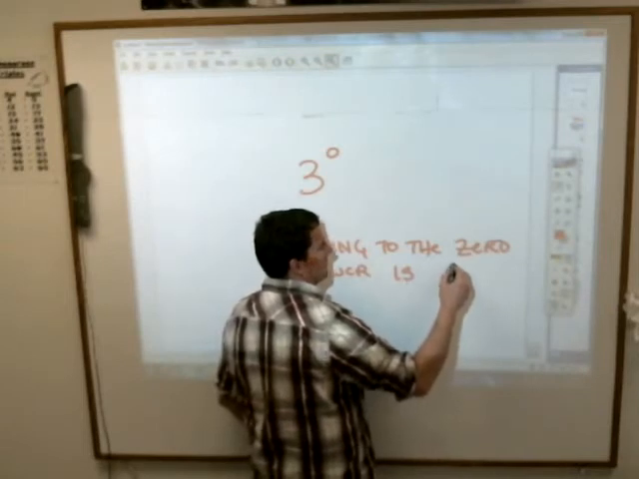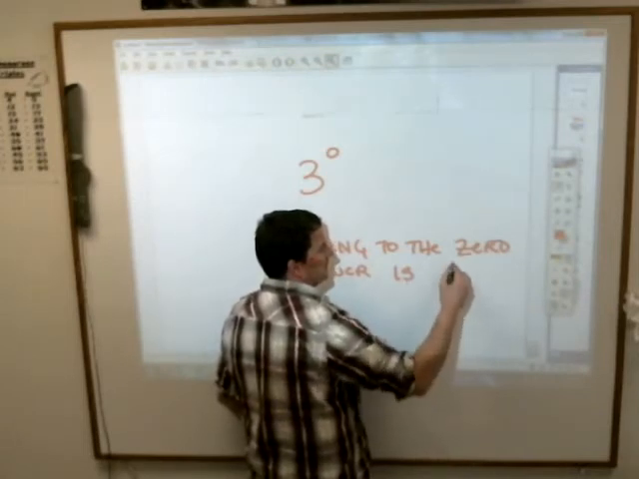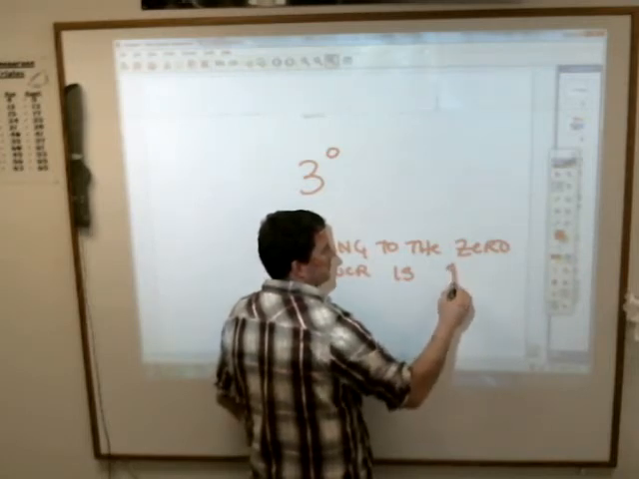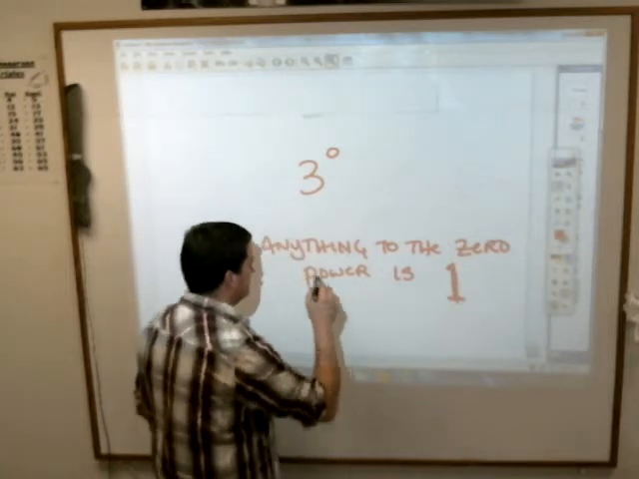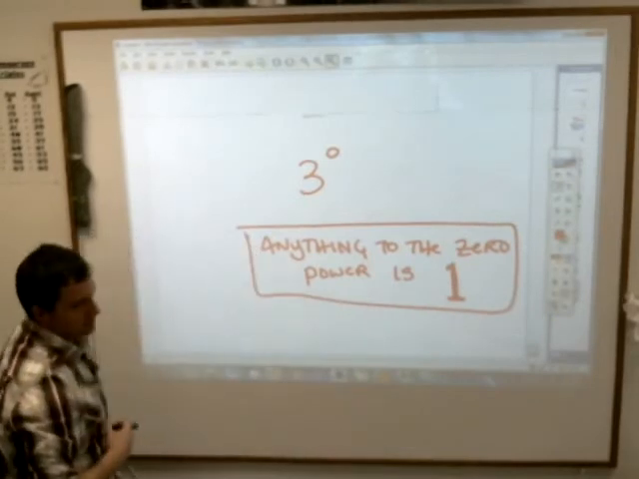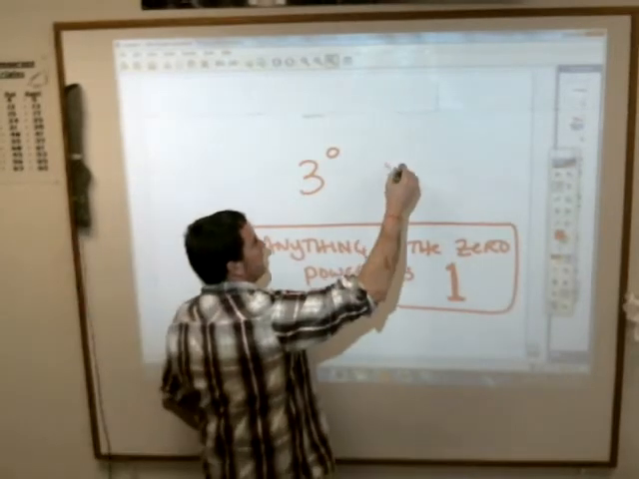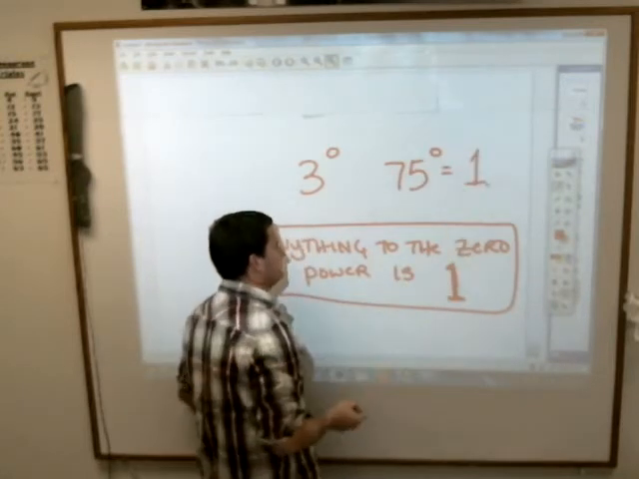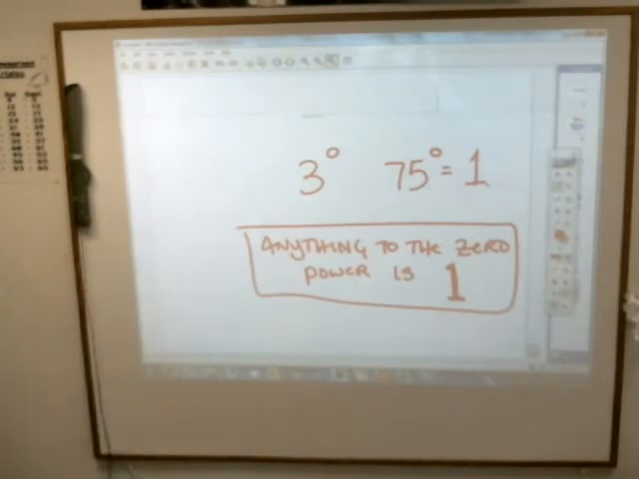Write this down, and I won't explain it. We'll get to it in later years of math. Anything to the 0 power is 1. Anything to the 0 power is 1. We will talk about that when we get to a little higher math, but right now just take it for that. So if you have 75 to the 0 power, that equals 1. Just the way it is, just accept it, enjoy it, believe it. I would not lie to you on that one. I'm very sure about that.